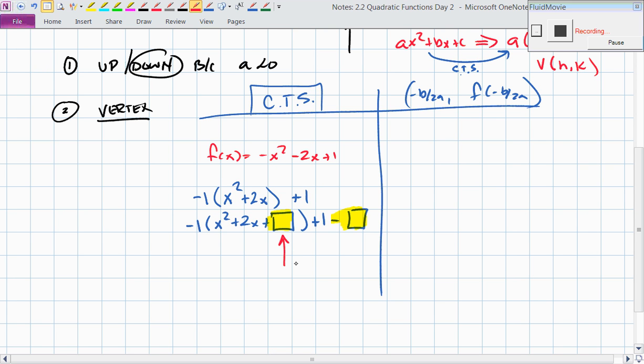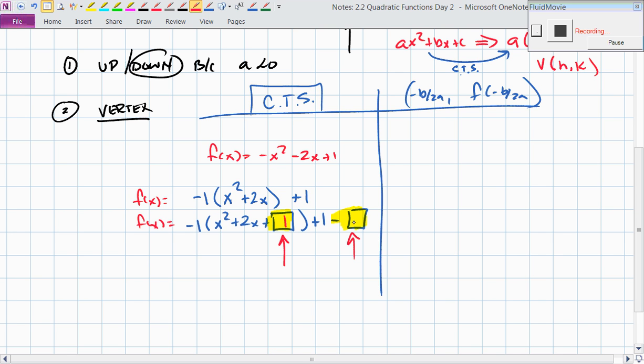The question was, why am I subtracting? Because I'm working on one side of the equation. All of this is f of x equals, right? So I'm never crossing the equal sign. So I need to add and subtract the same amount to keep my equation balanced. Okay? So the number that goes here, we take half of 2, which is 1. And we square that, we get 1.